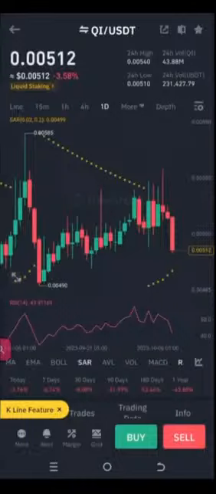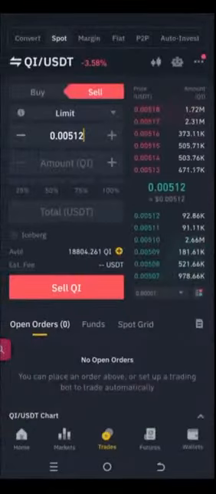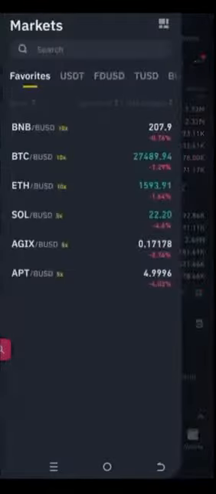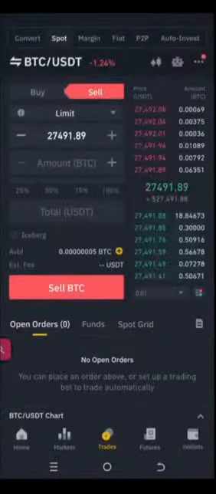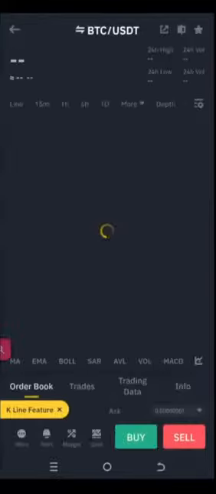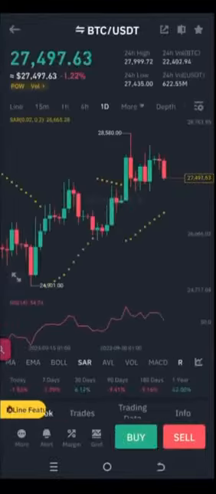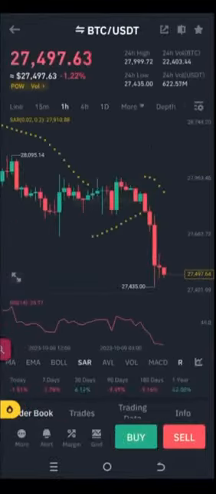Oh, you can see, just look at it. Even QI has been dumping. And it's not unconnected to the fact that BTC is dumping. Once BTC is dumping, most coins are dumping. Look at BTC. BTC is dumping. This is one day. It's really been a bloodbath, as you can see here.